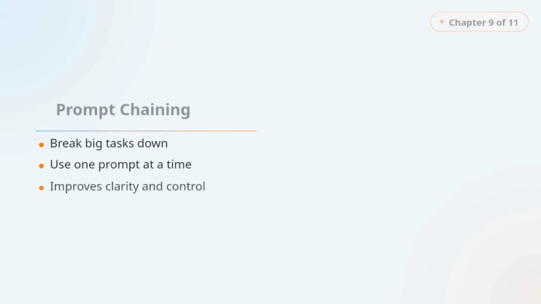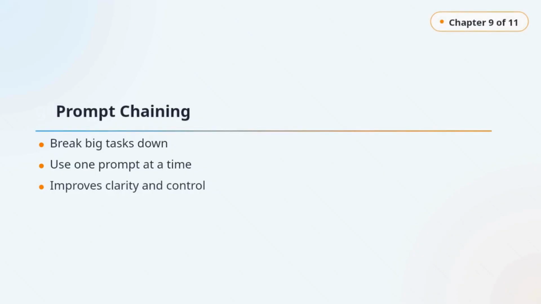Prompt chaining is similar to iteration but more structured. Instead of asking for everything in one prompt, you split a complex task into smaller linked prompts. First generate ideas, then choose one, then create an outline, then write the introduction, and then produce a headline. This gives you much more control over the final result.